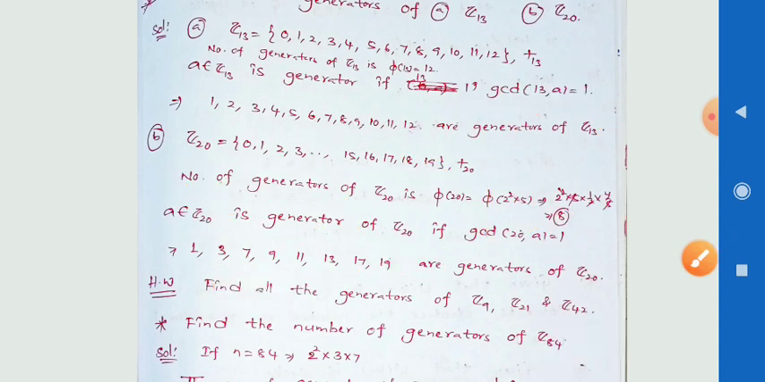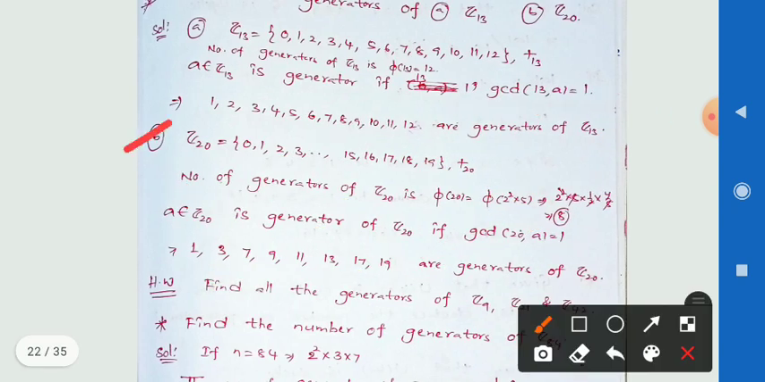Therefore, Z20 has 8 generators. The number of generators is 8. They are 1, 3, 7, 9, 11, 13, 17, 19. These are the generators.